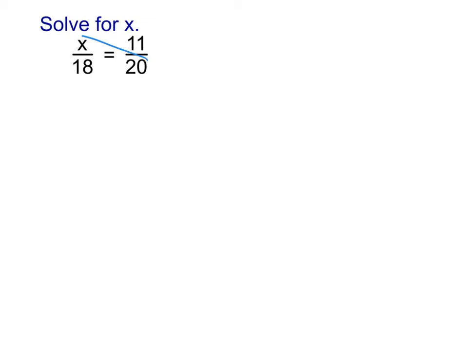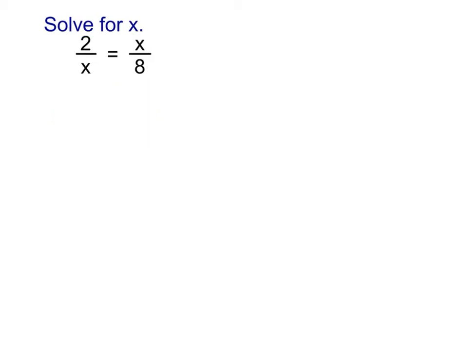So I'm going to start by doing the x times 20, which would give me 20x. Then I would do the 18 times 11, which gives me 198. Then I just need to finish solving out for x. So that means I would divide both sides by 20. So I end up with x equals 9.9 in this particular case. Okay, so simple proportion, right? The same idea is going to work for all of the different problems that we do in this. So here's our next one.